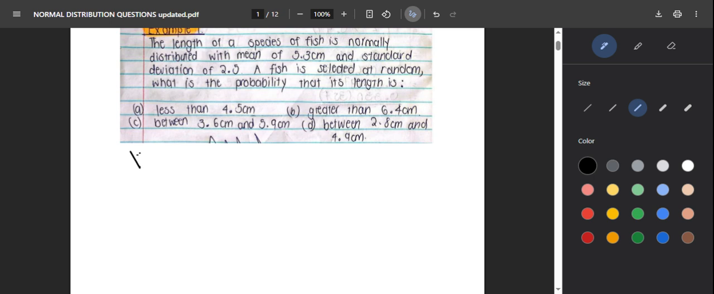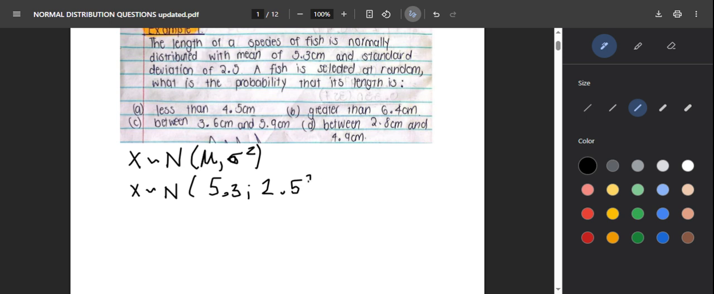The standard way when we're talking about normal distribution, we say X follows a normal distribution with the mean and the variance, which is sigma squared. So in this case, X follows a normal distribution and the mean is 5.3, and the variance is going to be 2.5 squared. Always note that the variance is sigma squared. So whatever standard deviation we're given, we say to the power of 2. Now we're going to find the probability of X being less than 4.5.